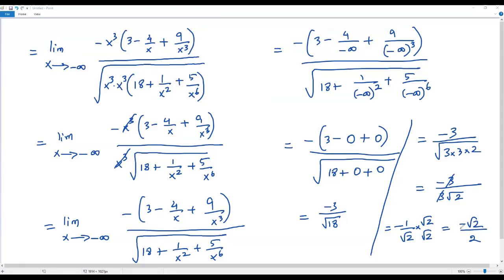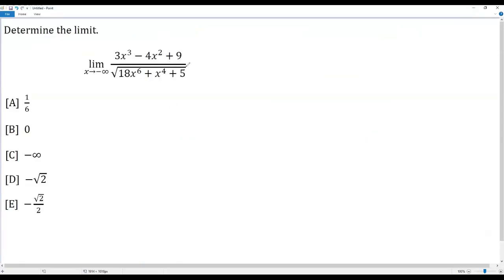Okay, now let's go back to the original question. Here we have the actual question. Just now we got the evaluation of this limit. It is equal to negative square root of 2 over 2. And we find this result, negative square root of 2 over 2, in option E. So the correct answer choice for this question is option E.